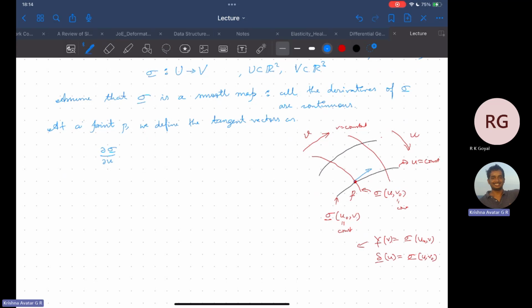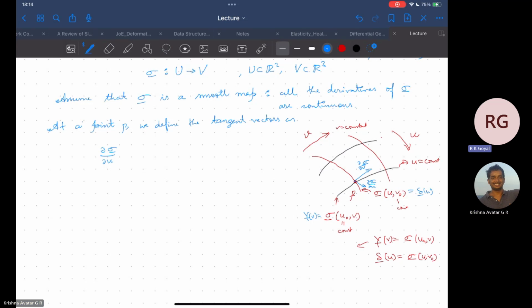So along this line v is varying. So this is given by partial sigma by partial v. And then we'll have one more tangent vector which corresponds to, so this is our gamma v, this curve is our delta of u. So the other vector is partial sigma by partial u, which is this vector.